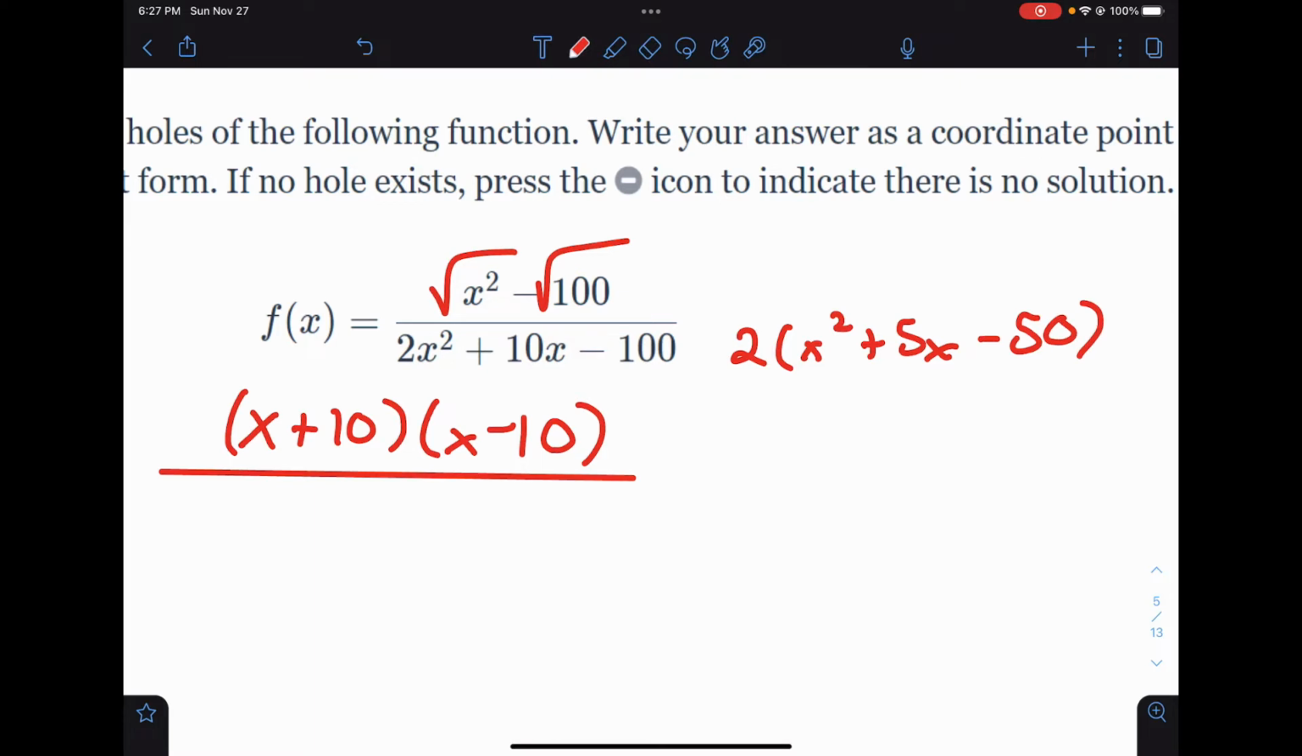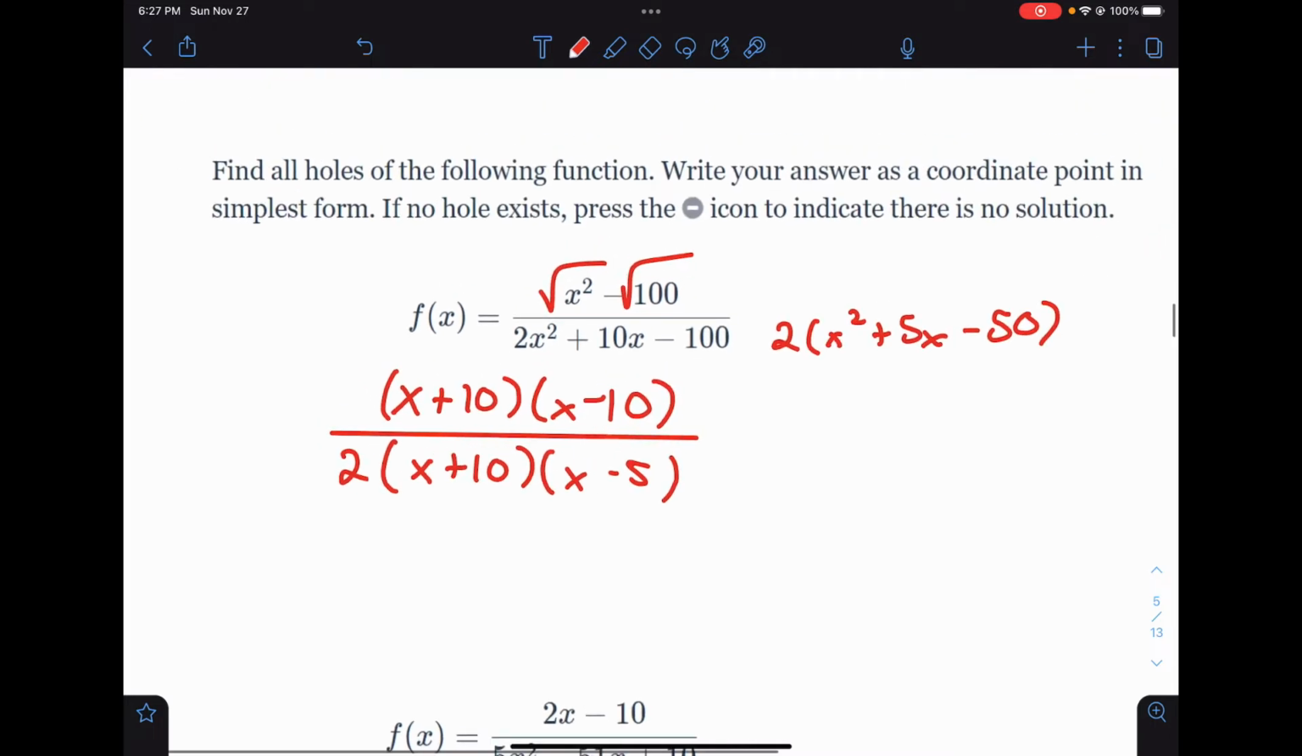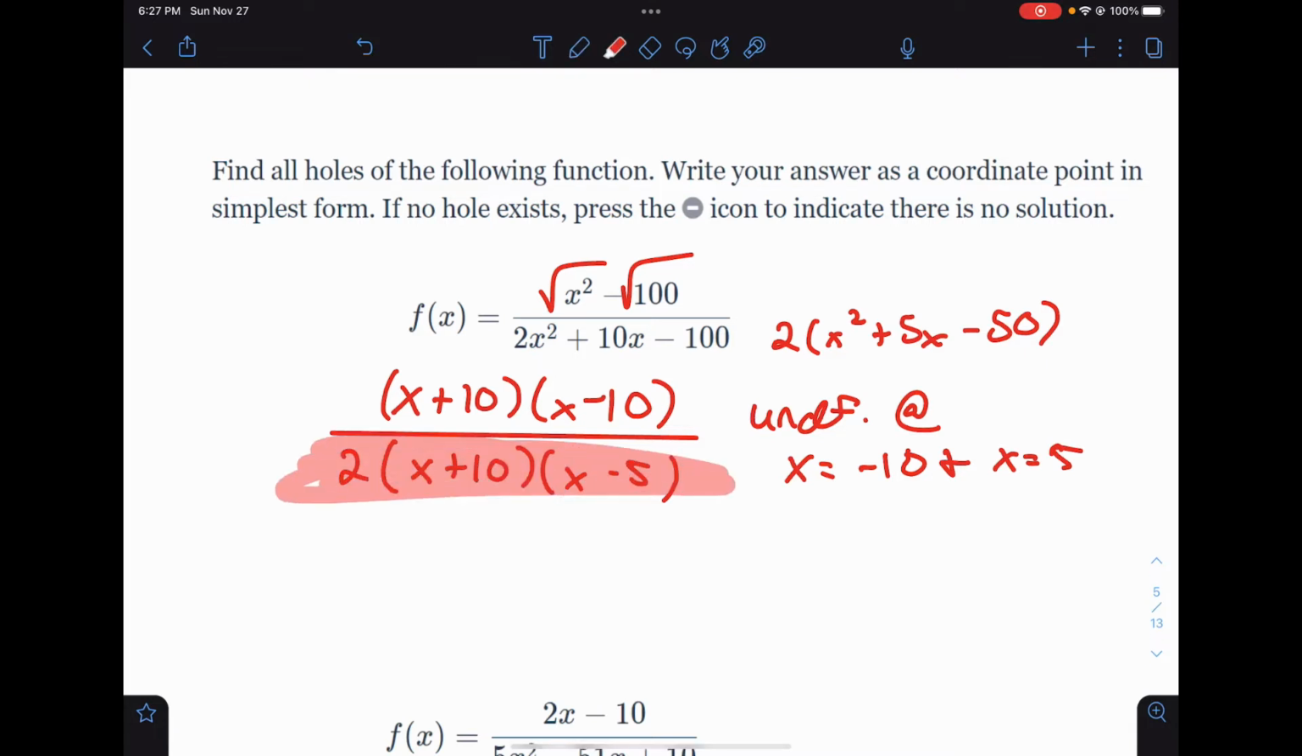All right, so then I can factor that a little bit further. I do 2, x plus 10, x minus 5. Okay, now this function here is going to be undefined at both x equals negative 10 and x equals 5, right? Because if we take our denominator and we set it equal to 0, we're going to get negative 10 and 5. However, they specifically asked for holes.